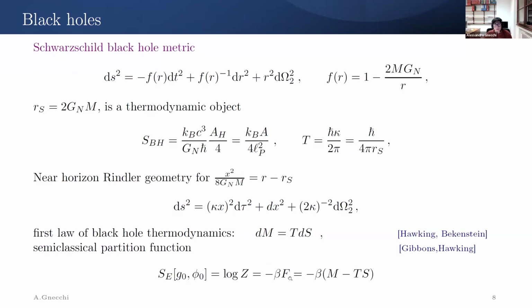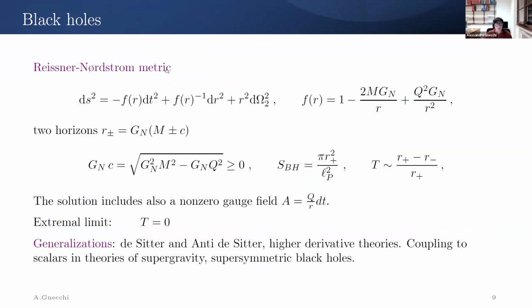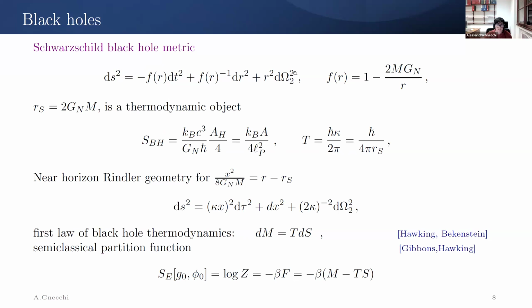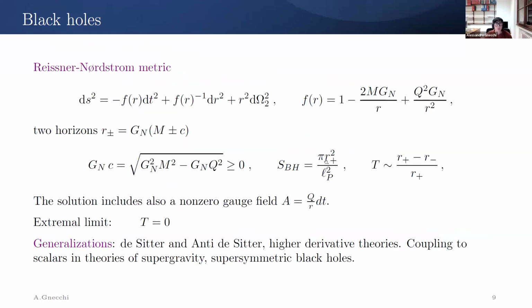And you can define a free energy of the black hole from the partition function of the semi-classical action in the Euclidean space. The Reissner-Nordström metric, which I will also use later, is the case where, in addition to the metric of the black hole in the vacuum, we add a gauge field in the picture, and then the black hole can be charged under this gauge field.